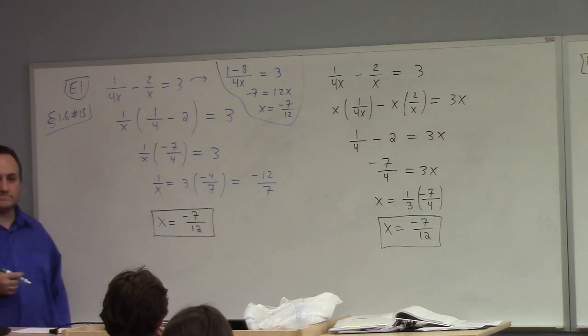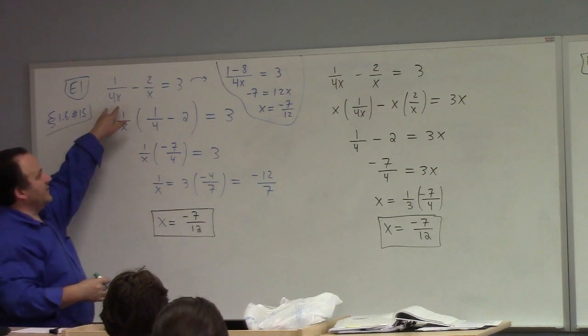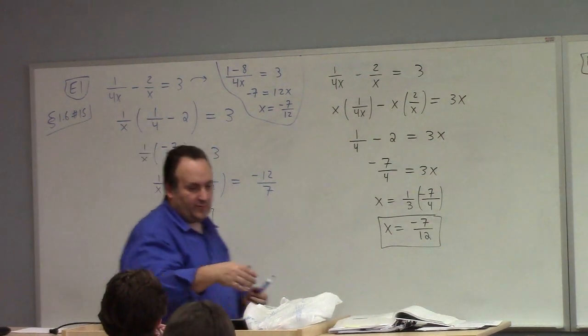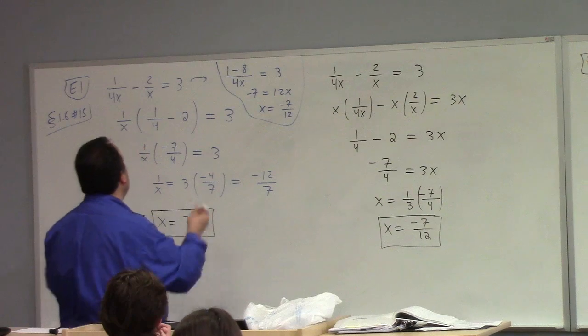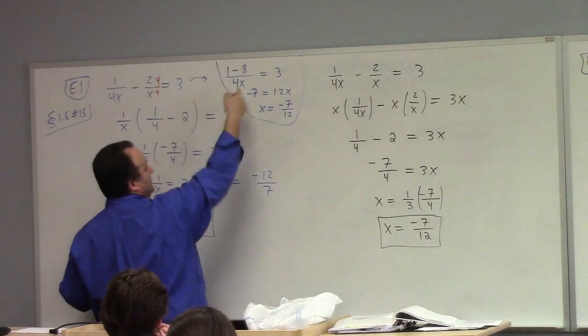Yep. Why didn't you make that 8x? My common denominator was 4x. I already have an x here. I just need to multiply that by 4 over 4, logically. So I'm just taking 4 over 4 here to get to this step.